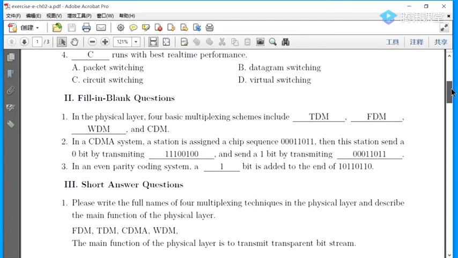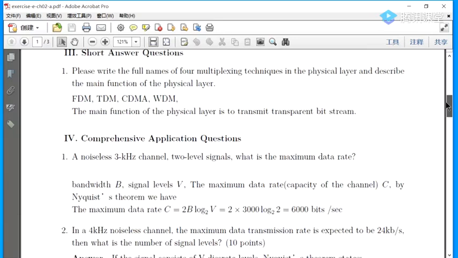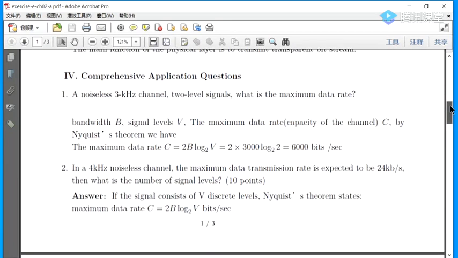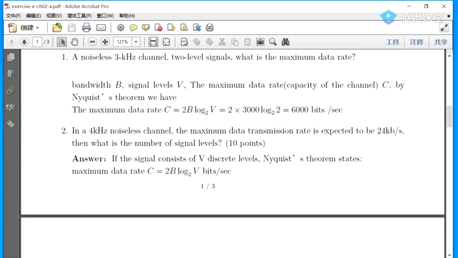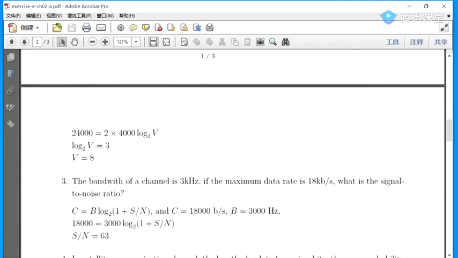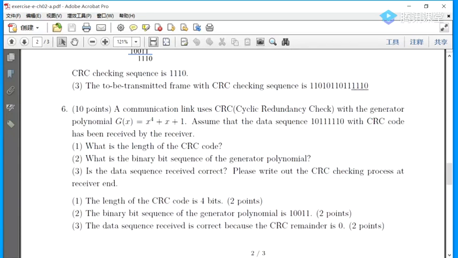Yes, the mic was off between the two sections. I'm sorry. I didn't remember to turn on the mic. Sorry. And I will explain question 6 again.